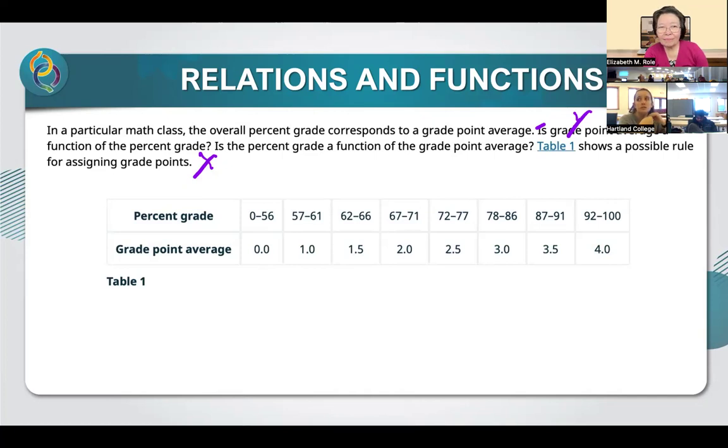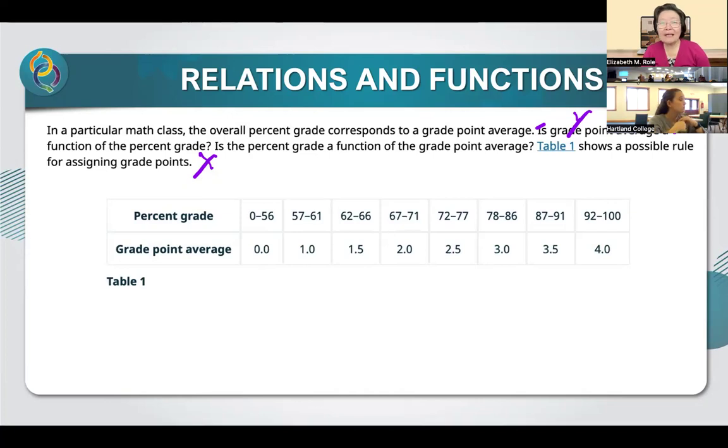Your input is the percent. Yes. Okay, why is it a function, Bethany? Yeah, you are correct, because it's many-to-one. All right. In other words, 0 is associated with 0, 56 is associated with 0. But just the same, your inputs would be unique. You are correct. So therefore, we now say yes, the grade point average is a function of the percent grade.